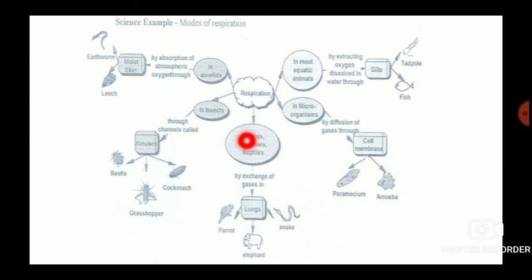Another example we can see here is respiration in birds, mammals and reptiles. And then here we have lungs, and the connecting phrase is "by exchange of gases in". So this is one concept, this is another concept, and they are connected with the help of a phrase. This is the connecting phrase, right?